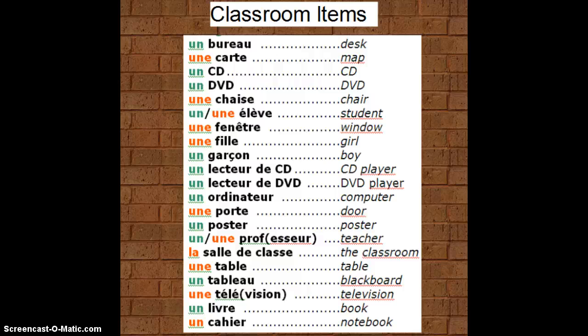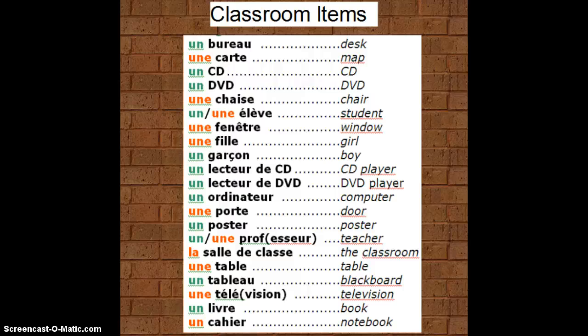Now, just like how we had two versions of the word student, there are two versions of the word for teacher. Both a masculine form if you have a boy teacher and a feminine form if you have a girl teacher, and there's also a shortened form. So instead of always having to say the full professeur, the reason why the esseur part is in parentheses is because you can drop it and just say un prof if you want. But either way, for a male teacher, it would be un prof or un professeur, and for a female teacher, it would be une prof or une professeur.